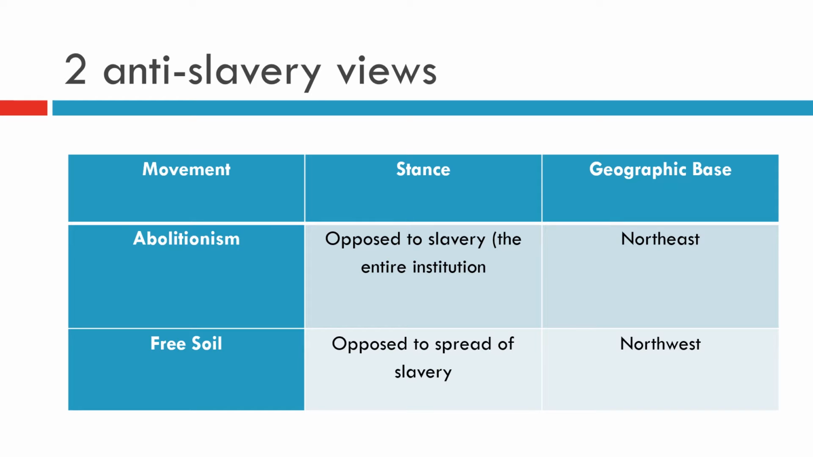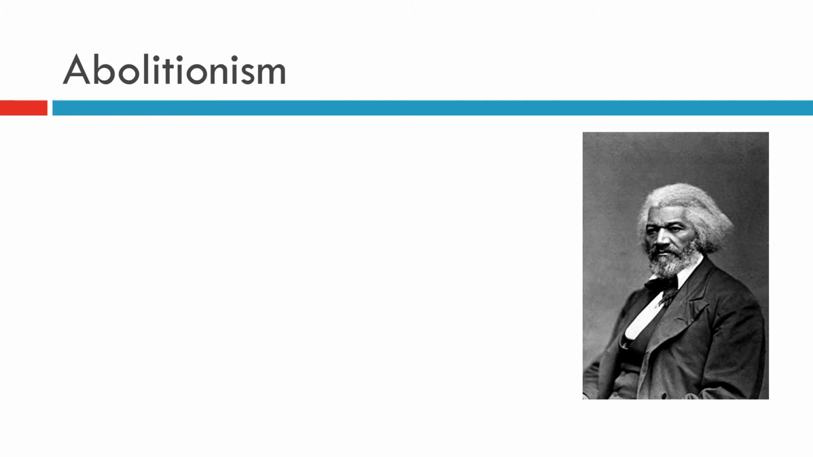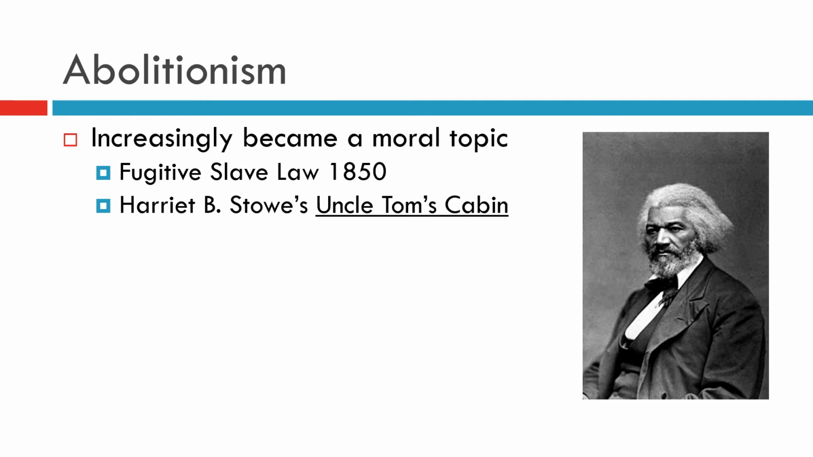Abolitionists would be people who are opposed to the institution of slavery in an abstract sense, they're just against slavery. And notice that they are based in the Northeast, whereas now there's a growing free soiler movement. And the Republican Party was basically united by this idea, this opposition to the spread of slavery into the territories. And of course, that's regionally based in the Northwest. So I would say that abolitionism is the more radical of the two anti-slavery views.